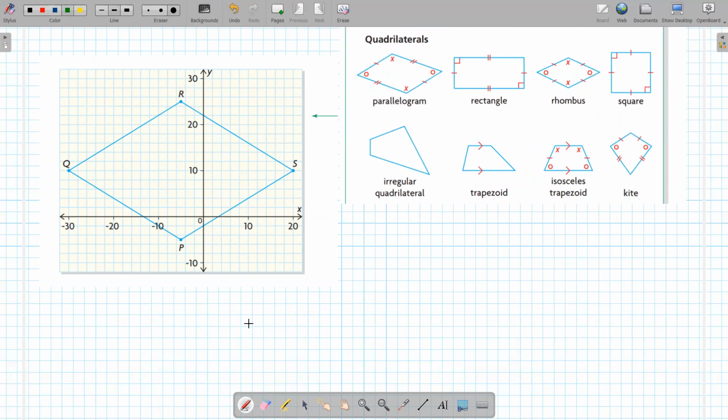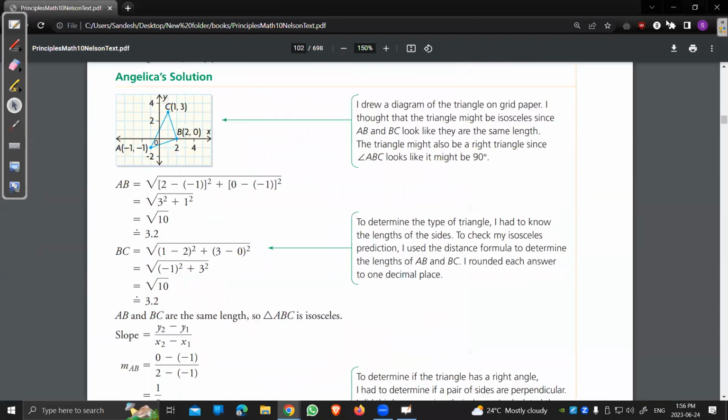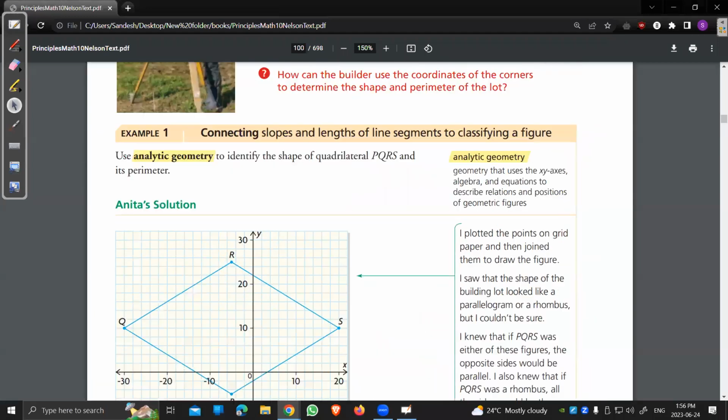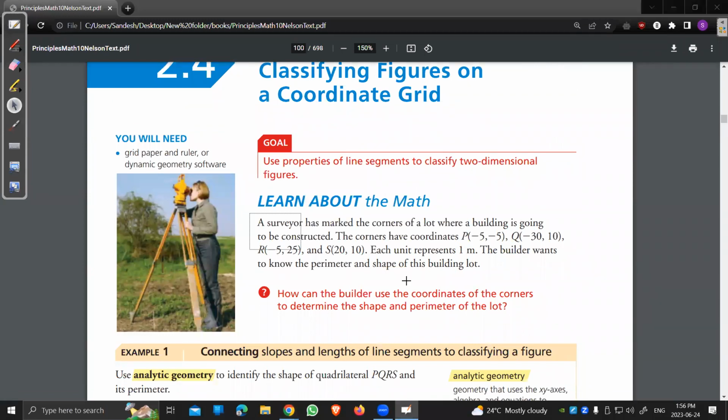In terms of the quadrilaterals, we need to first show that this is not a square and this is not a rectangle. How do we show that? We just need to show that one of the angles is not 90 degrees. Now, what were the points here? The points are up here.